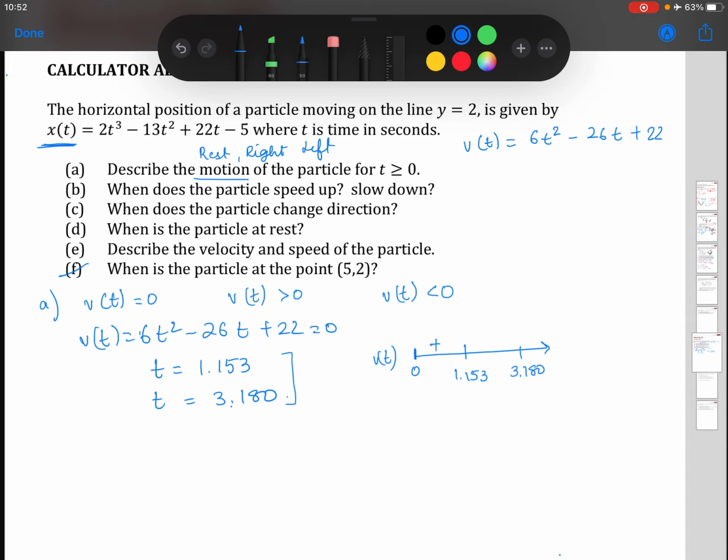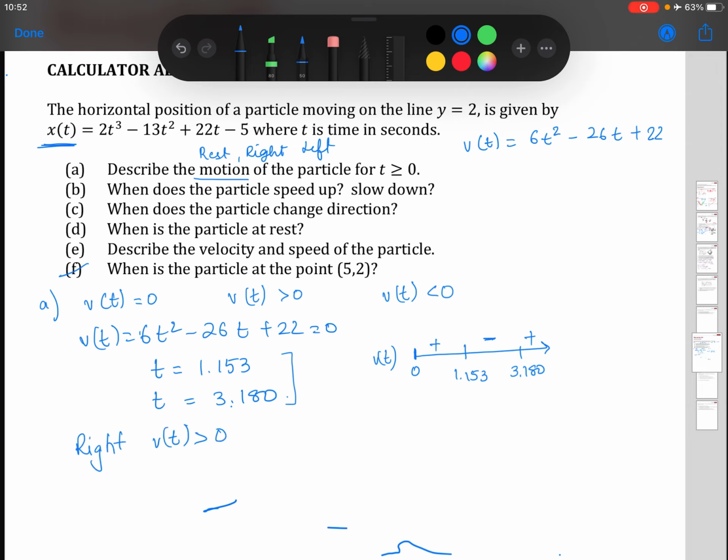You can use the calculator too, guys, so you can avoid that unnecessary work in your head. So this would be actually a negative number. And if I pick a number greater than 3.180, I picked 4, which comes out to be a positive number. So basically it's moving right over this interval. So moving right, I'm just going to write it here also.